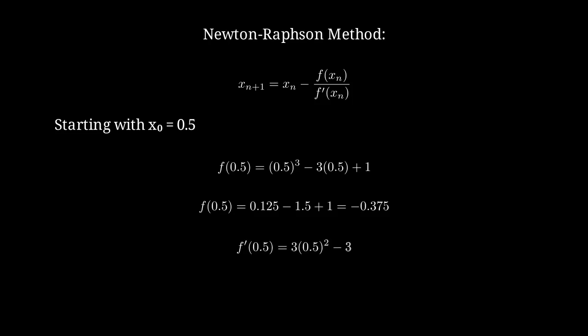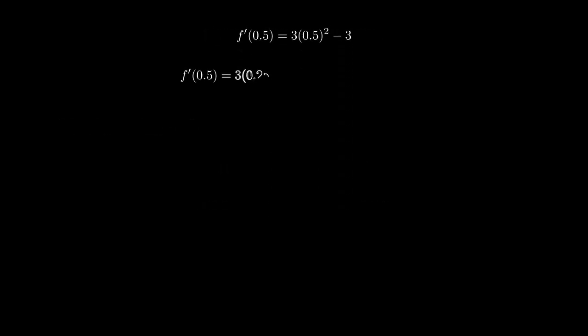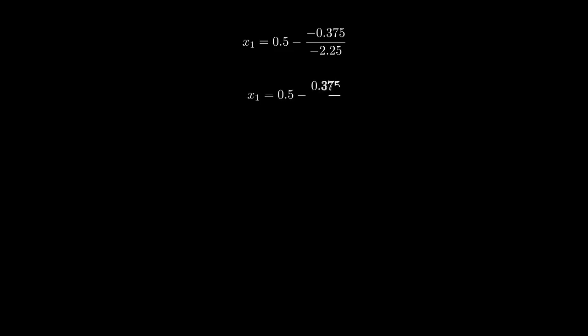Now calculate f'(0.5). This equals 3 × 0.25 − 3, which equals −2.25. Now we can calculate x1 using the Newton-Raphson formula. This simplifies to 0.5 − 0.375/2.25. 0.375 divided by 2.25 equals approximately 0.1667. Therefore, x1 equals approximately 0.33.